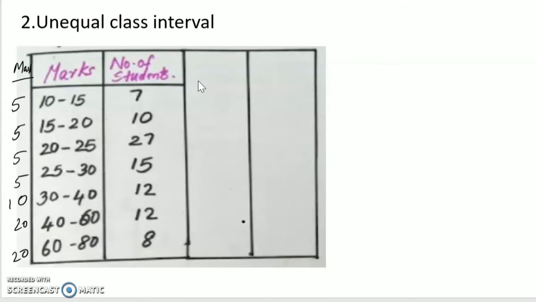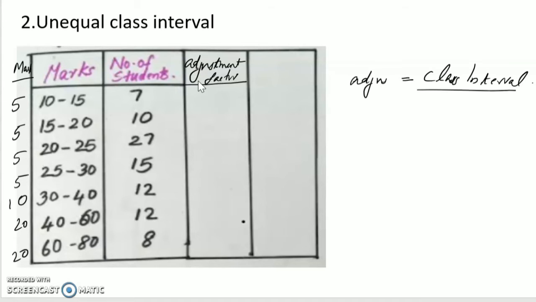Now the first column that we have to find out here is the adjustment factor. I will tell you the equation to find the adjustment factor. The adjustment factor equation is like this: class interval divided by lowest class interval.